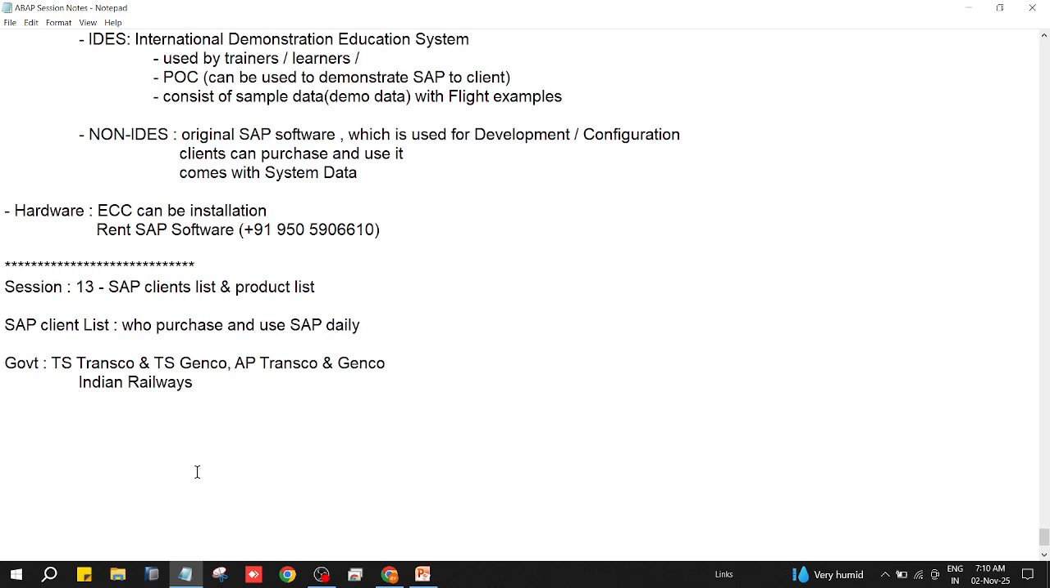Next, take any vertical, any industry, and consider it. Like the textile industry: Digjam, Raymonds. Those top players are all into SAP.